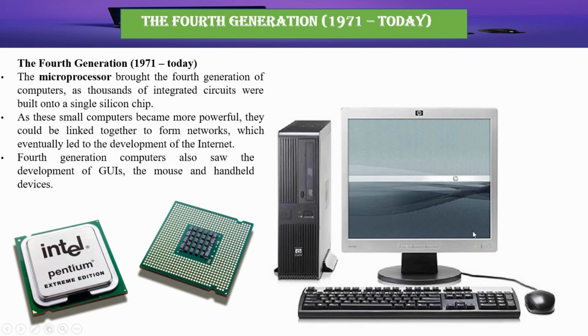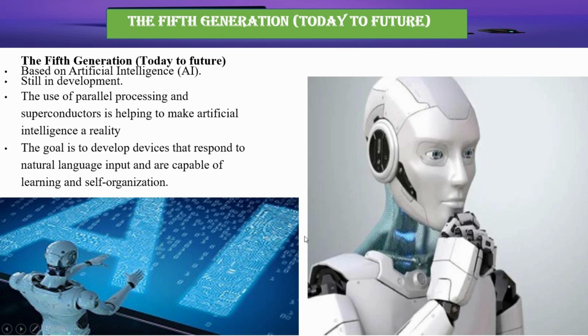This is an example of a fourth generation computer. This is the processor example you can see. Then fifth generation computers. The fifth generation, we are using it today and it will continue in the future. It is based on artificial intelligence, AI, still in development. The use of parallel processing and semiconductors is helping to make artificial intelligence a reality.